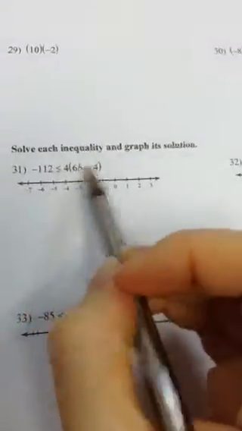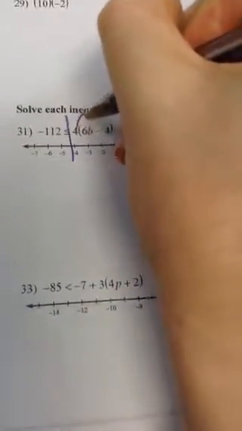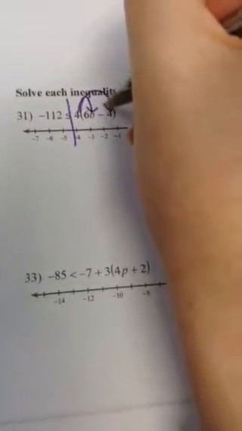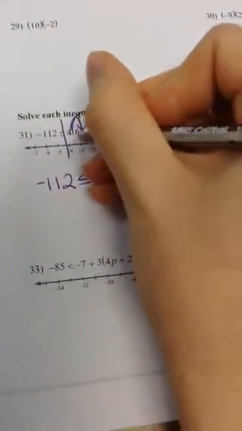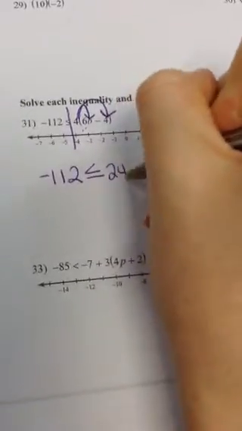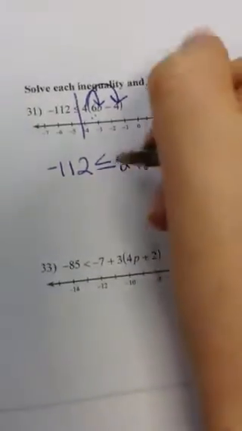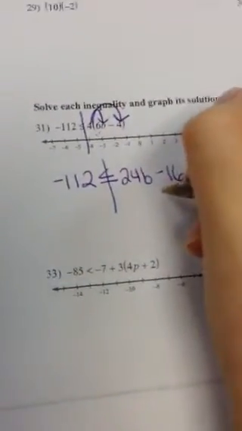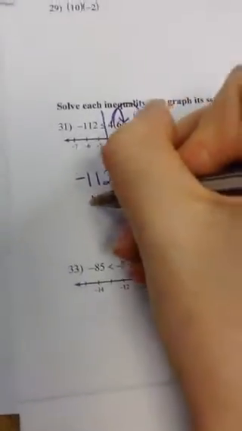So when I look at this inequality, I'm going to solve it like I would by solving an equation. The first thing I'm going to do is make my parentheses go away by distributing this 4. I'm going to bring down the 112. I'm going to bring down the less than or equal to sign, and then 4 times 6b is 24b. 4 times negative 4 is negative 16. I'm going to split my inequality, and I'm going to isolate my variable. I'm going to add 16 to both sides.